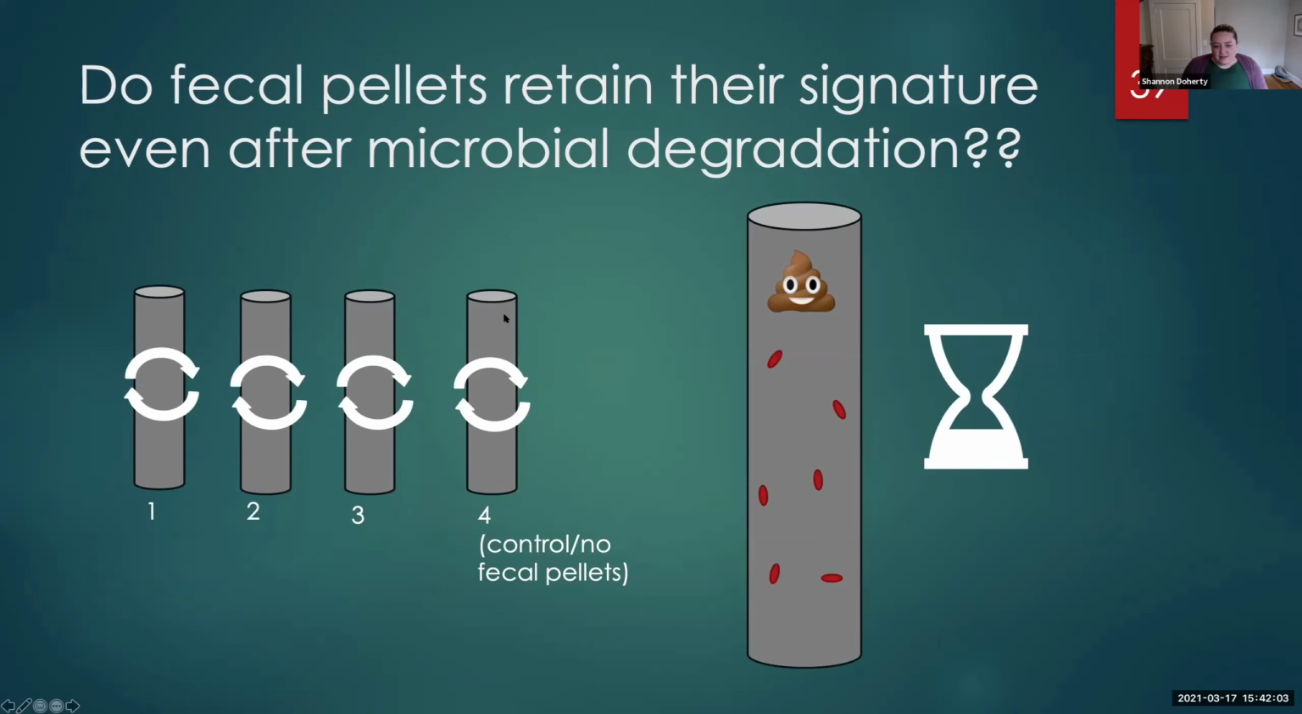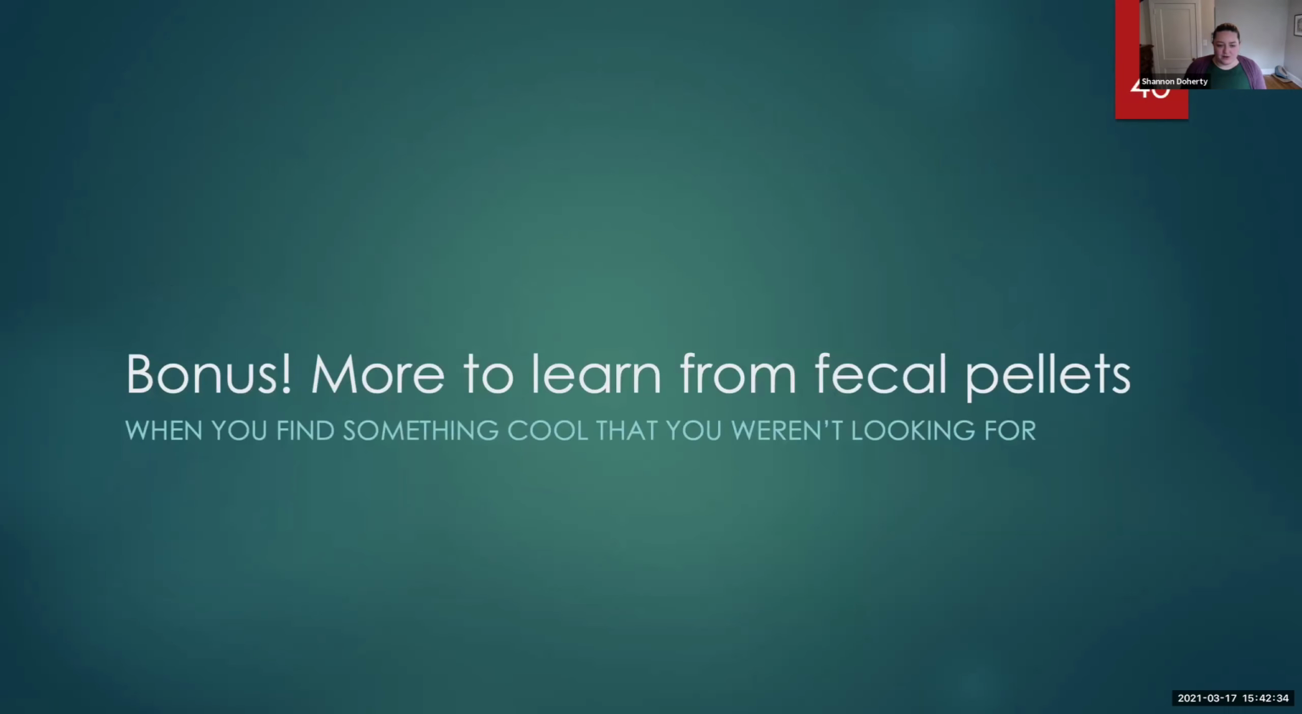So I have designed these incubation column containers that rotate like an hourglass. And this ensures that the zooplankton fecal pellets are constantly sinking through bacterial communities and seawater. And we'll measure the fecal pellets at the beginning of the incubation and at the end of the incubation to determine how their isotope signature changes, if at all, during this microbial degradation. So we're going to answer this question, but we also have some interesting findings from our study that were things we weren't looking for that are really cool.